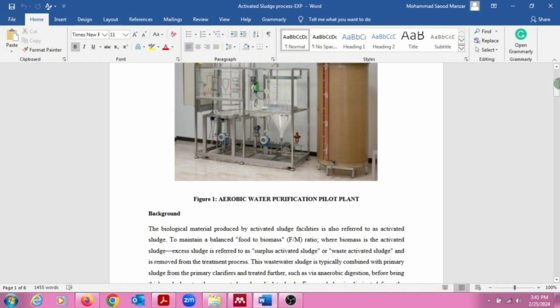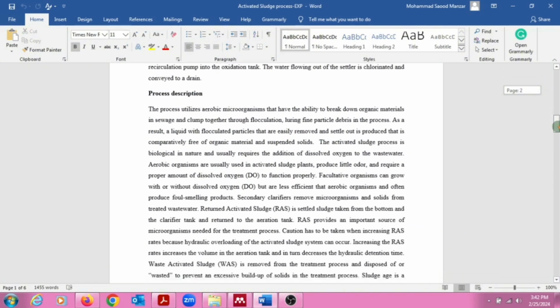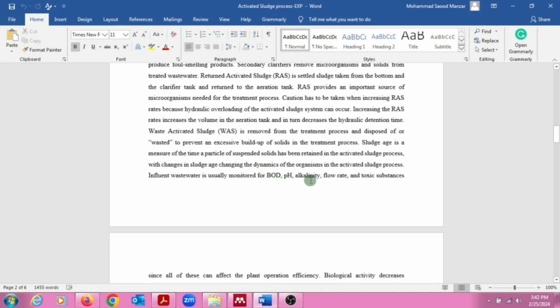Now let's go to the system here. So here you can see in our case, we already discussed these return activated sludge and all. So the influent wastewater is usually monitored for the parameters that we have to look at. The water which is coming to the aeration tank, we have to find out the BOD, pH, alkalinity, flow rate, and toxic substances.